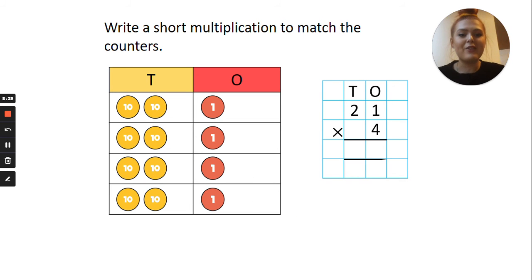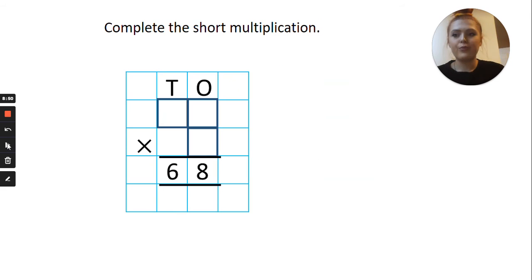If we work this out then, in my 1s column I've got 1 times by 4. 1 times by 4 is 4. Then we go to our 10s column. 2 10s times by 4. 2 times by 4 is 8. So I've got 8 10s. If you got that right, give yourself a big tick.